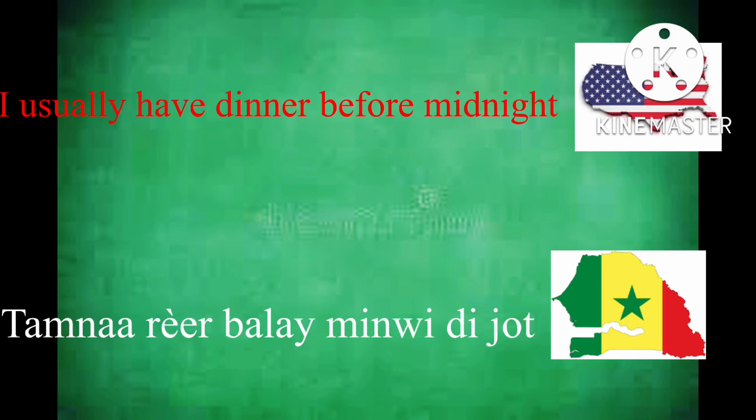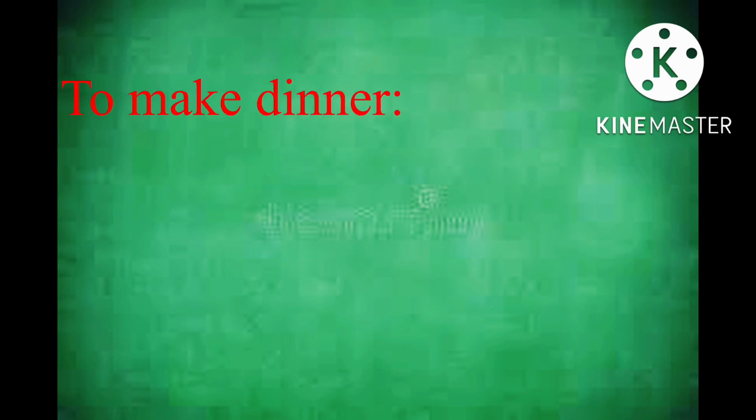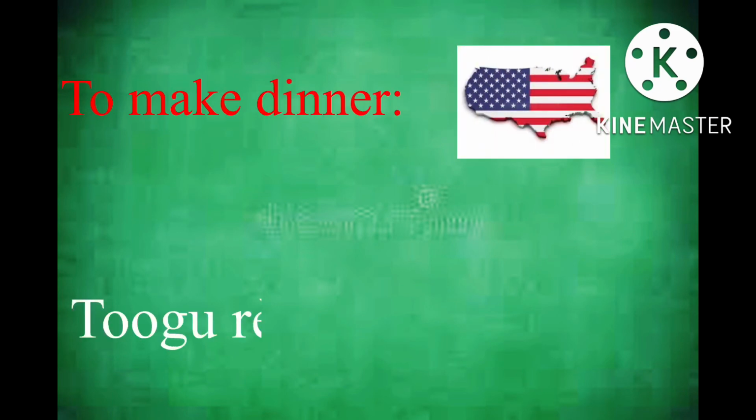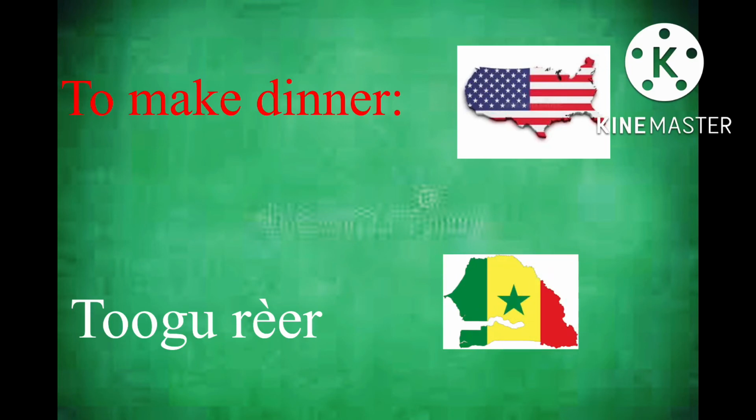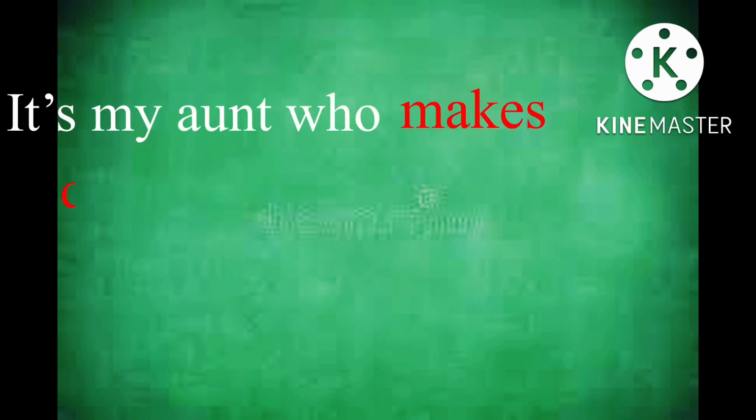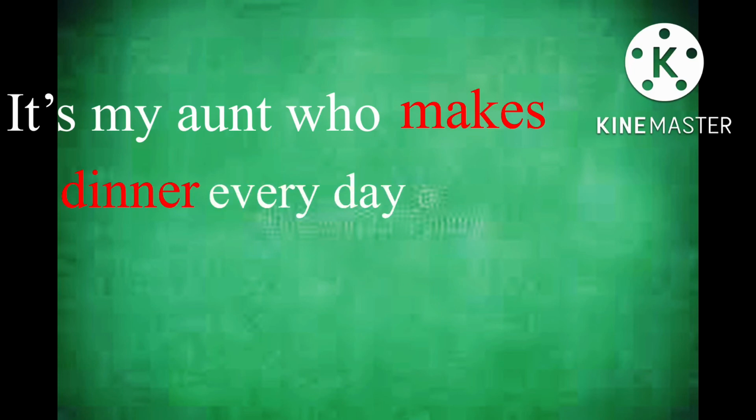I usually have dinner before midnight. Okay, let's go on. To make dinner. To make dinner. You can also say to make lunch, to make breakfast. Yeah, to make dinner. This is an example. To make dinner. For example, it's my aunt who makes dinner every day.